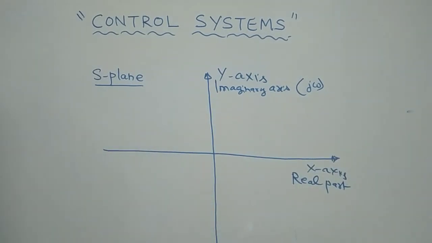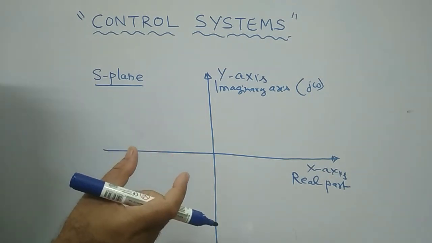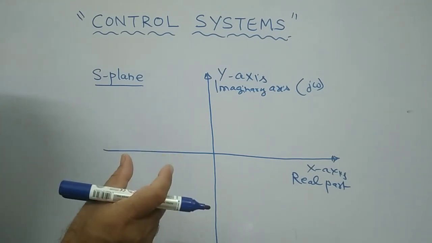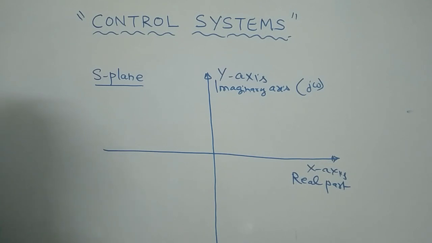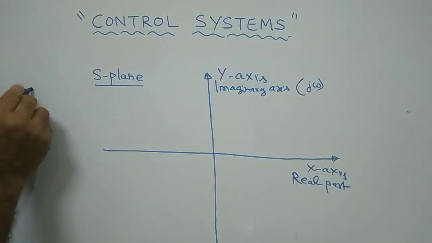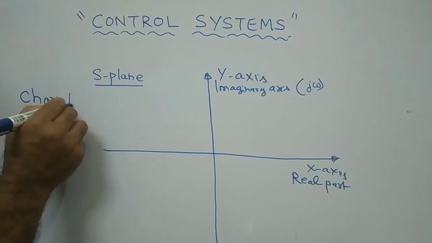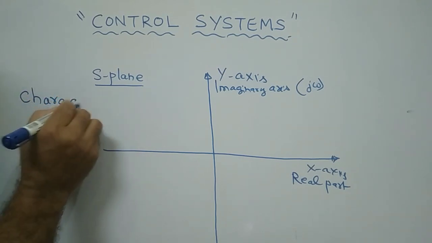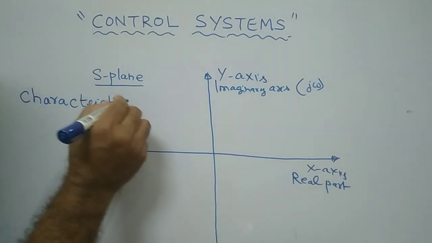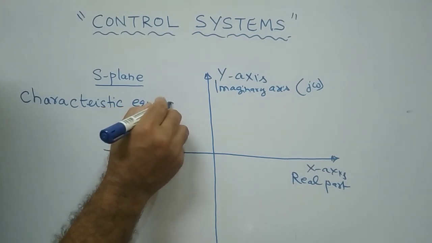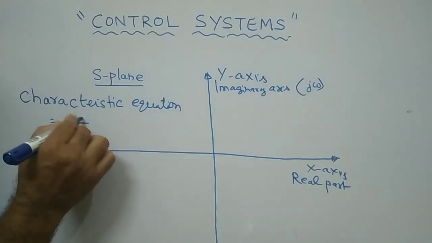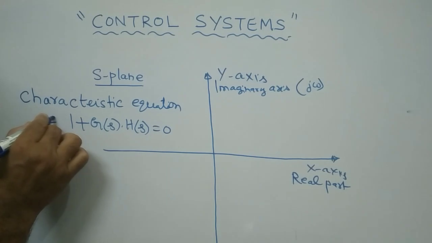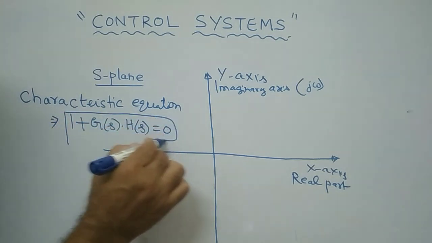This means that for any given transfer function, you have to identify the characteristic equation of the transfer function. What is the characteristic equation? It is simply called the CH equation, or characteristic equation. It is nothing but 1 plus G of S into H of S equal to 0.